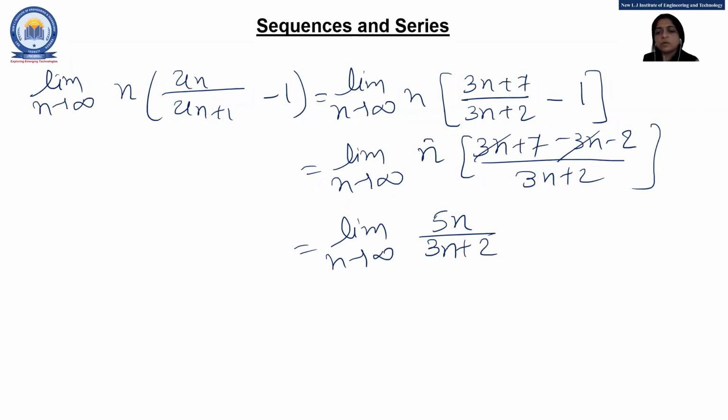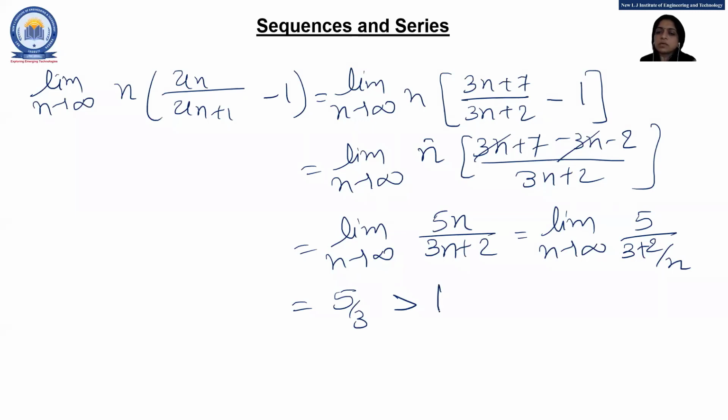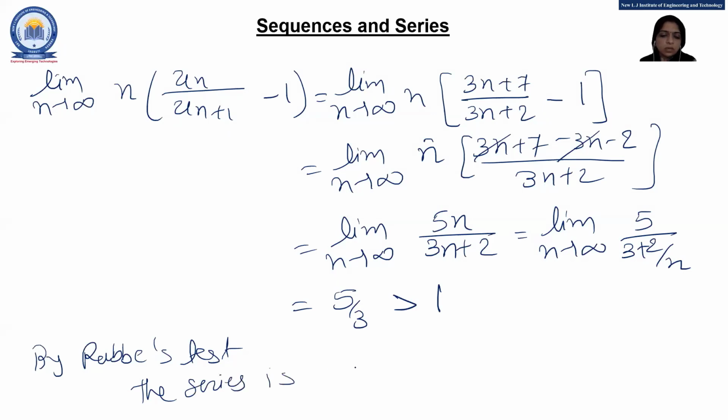If I get n common from the denominator, then both n will be cancelled, and the remaining term is limit n tends to infinity 5 upon 3 plus 2 by n, and after applying limit, my answer is 5 by 3, which is greater than 1, right? So as my L is greater than 1, by RAP test, the series is convergent.